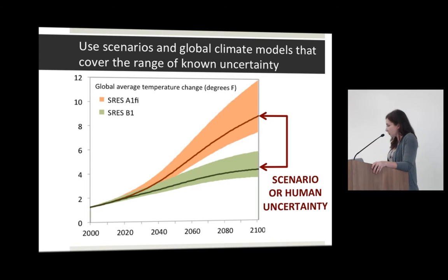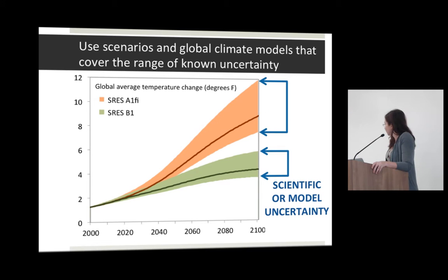This is the global temperature change here. And this is the scientific or model uncertainty to cover a reasonable range. And I'm very careful and clear with them to say, you know what? The difference between these scenarios is not a scientific uncertainty. The difference is up to us.